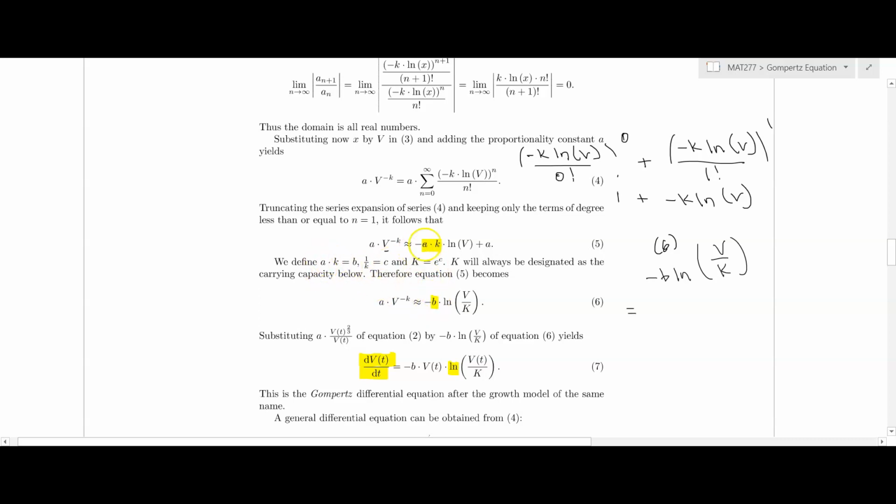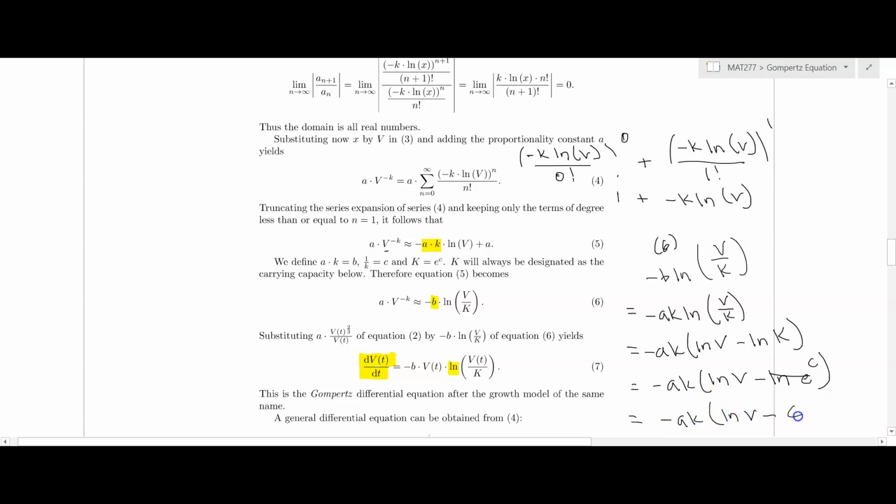So b is equal to ak, therefore I can replace b with ak, natural log of v over k. Now, one of the properties of natural logarithms is that if you have the log of a ratio, it's the difference of the logs. So ln v minus ln k. And now k, capital K, is defined to be e to the c. Okay, so negative ak, natural log of v minus natural log of e to the c.